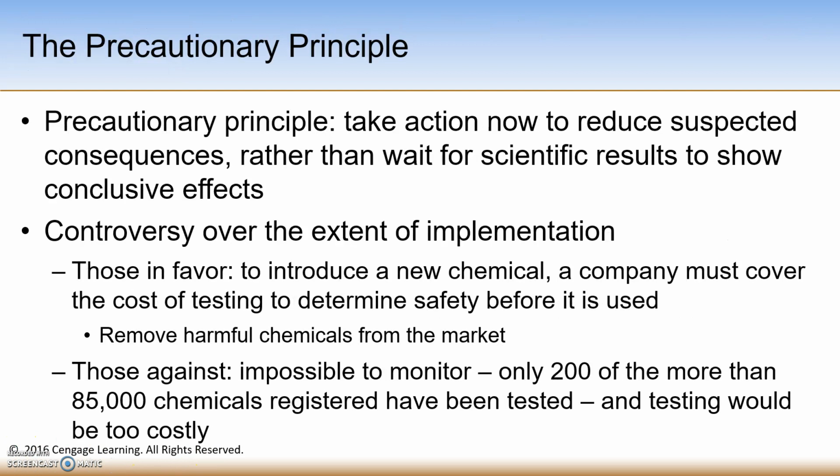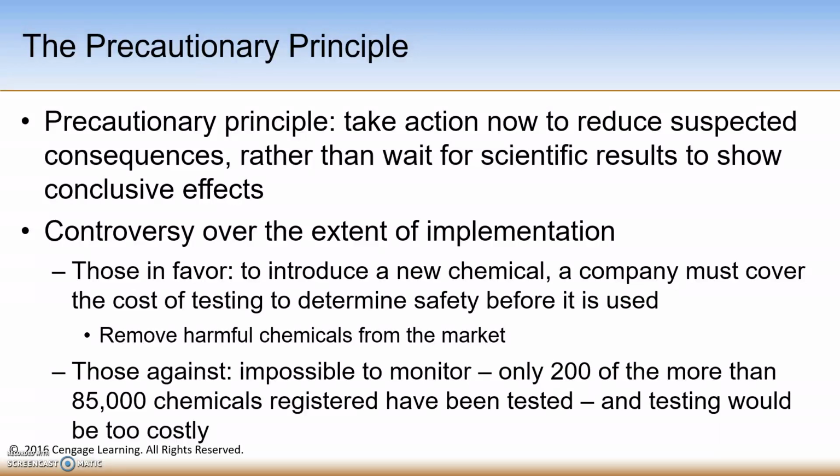So, to wrap this whole thing up, talking about chemicals and their ecological impact and human health impact, the precautionary principle is something discussed in your book. It basically advocates that when there is reasonable but incomplete scientific evidence of significant or irreversible harm to humans or the environment from a proposed or existing chemical or technology, we should take action to prevent or reduce that risk instead of waiting for more conclusive, reliable scientific evidence. So, in other words, take action now to reduce suspected consequences rather than wait for scientific results to show the conclusive effects. There's definitely controversy over the extent of the implementation of this principle.